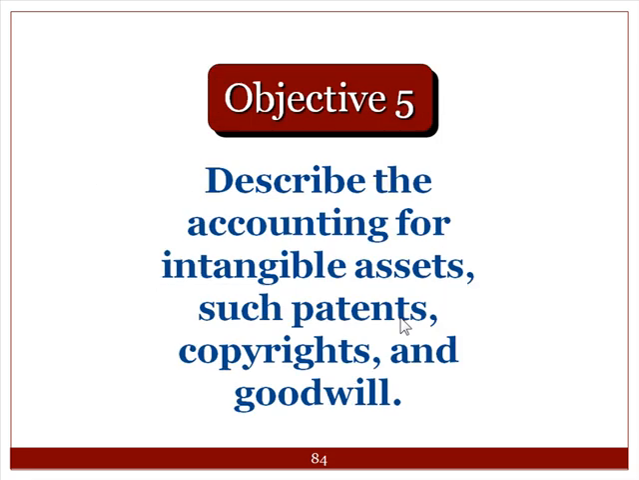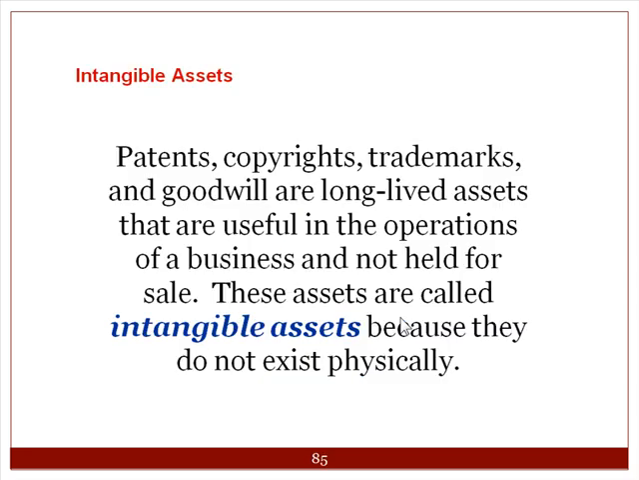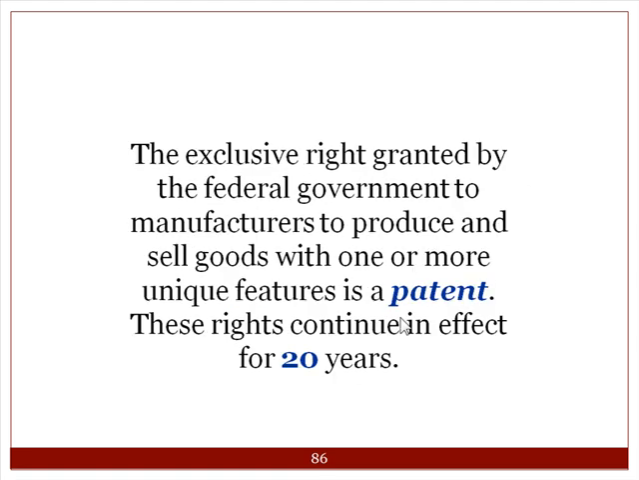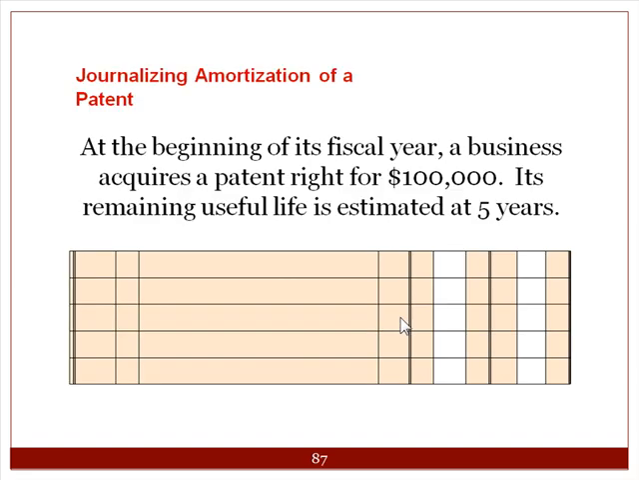Now we're going to describe the accounting for intangible assets such as patents, copyrights, and goodwill. Patents, copyrights, trademarks, and goodwill are long-lived assets that are useful in the operations of a business. These assets are called intangible assets, and they are long-term. They don't physically exist. The exclusive right granted by the federal government to manufacturers to produce and sell goods is a patent, and these rights continue in effect for 20 years.